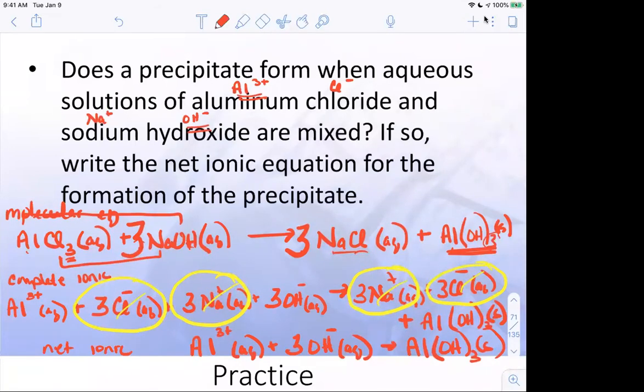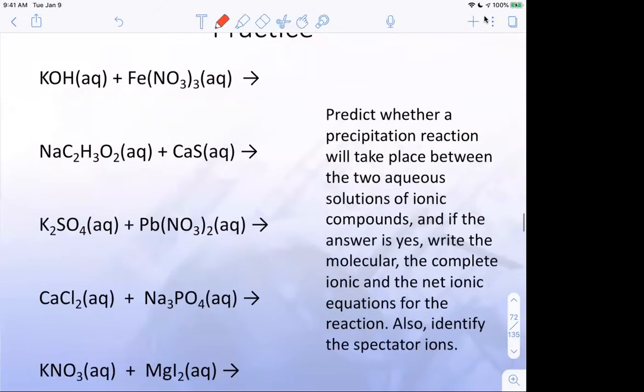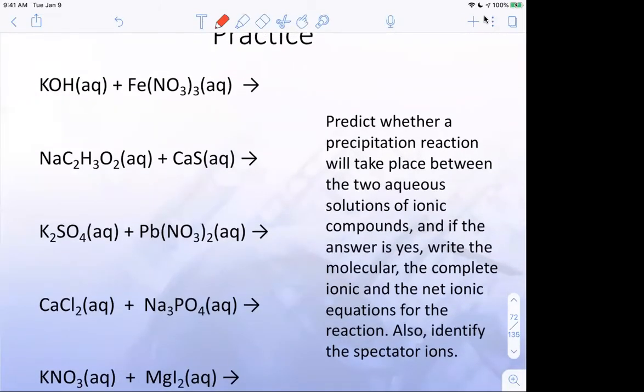Hopefully you're getting the hang of this as you do more and more of these products. I'm not going to do all these. I think you get an idea. But this is a great little set of problems that you should look at. See if you can predict the products, predict whether a precipitation reaction will take place, then write the molecular, the complete ionic, and the net ionic, and identify the spectator ions. This is what you might see on an exam, and this is also what you're going to do in that chemical reactions lab report, where you're going to be looking at combinations of compounds and predicting whether they're going to react.